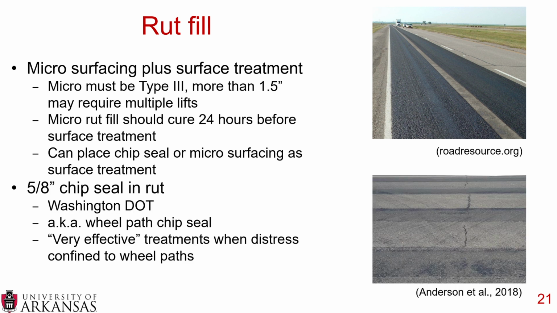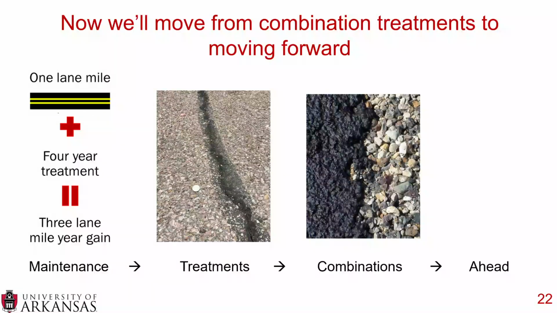Now, I did also find something interesting from Washington, D.C. They've been playing around with putting a 5/8 inch chip seal, so that's a pretty big rock, in the rut, and they call this a wheel path chip seal. They found it was, quote unquote, very effective treatment when distresses were confined to the wheel path. I only found something from Washington about that, and the only reason I knew about this was from a conversation with a colleague and a friend. But this is another option that's out there, so it's something that I think could and should be explored moving forward. So that's it for the combination treatments.